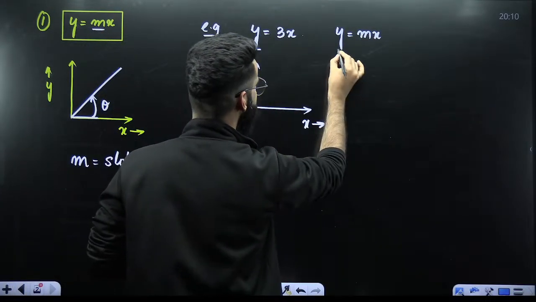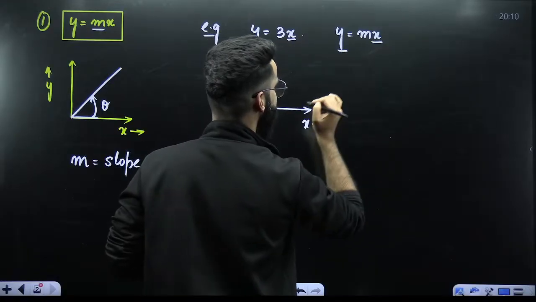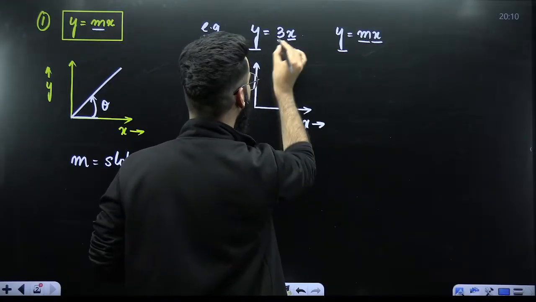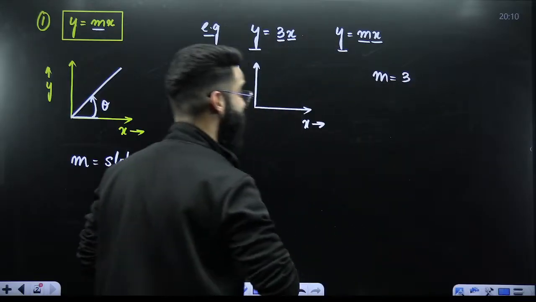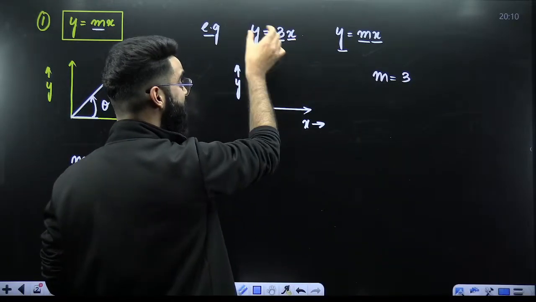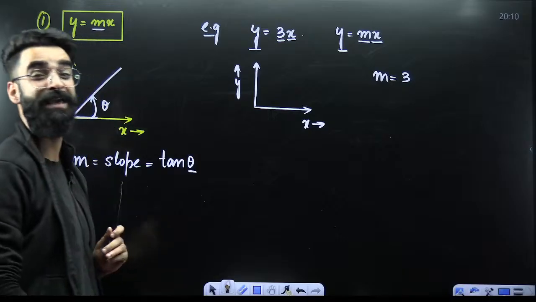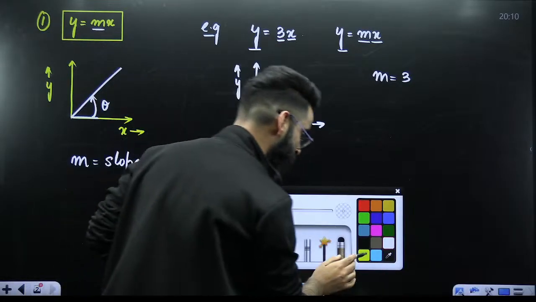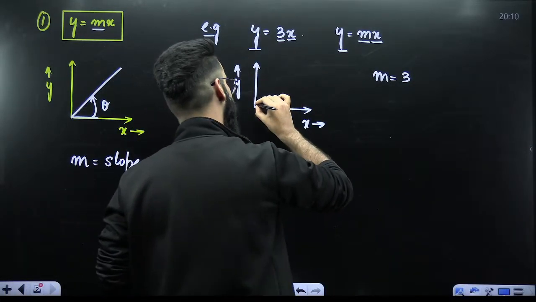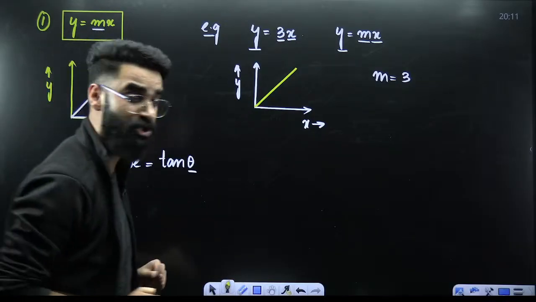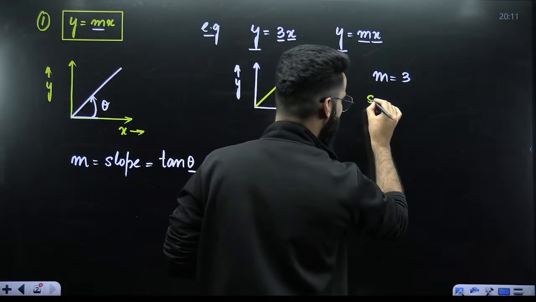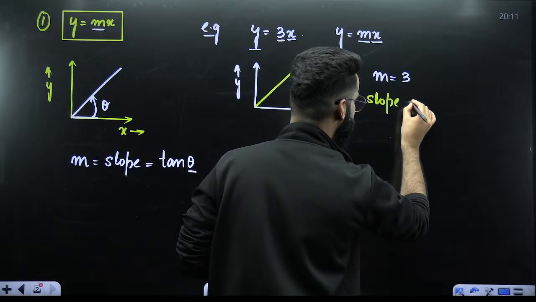This is y, this is x. That means the m value over here is 3. So first of all, since this particular y is equal to 3x is resembling your y is equal to mx, and you already know for y is equal to mx, the graph has to be a straight line passing through origin, right? Now, my dear students, the m value is 3. That means slope is equal to 3.